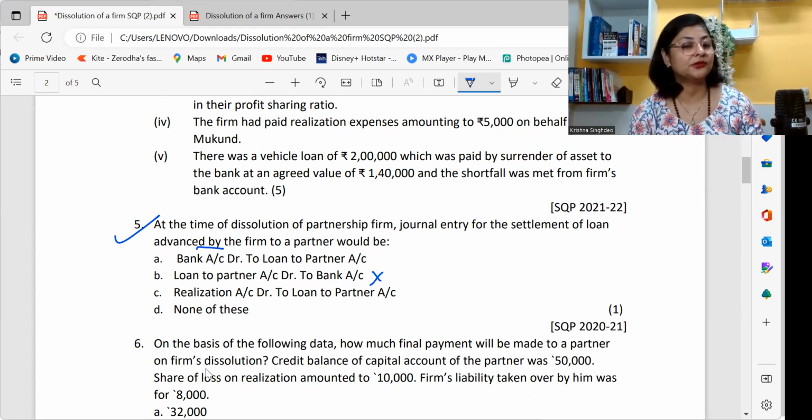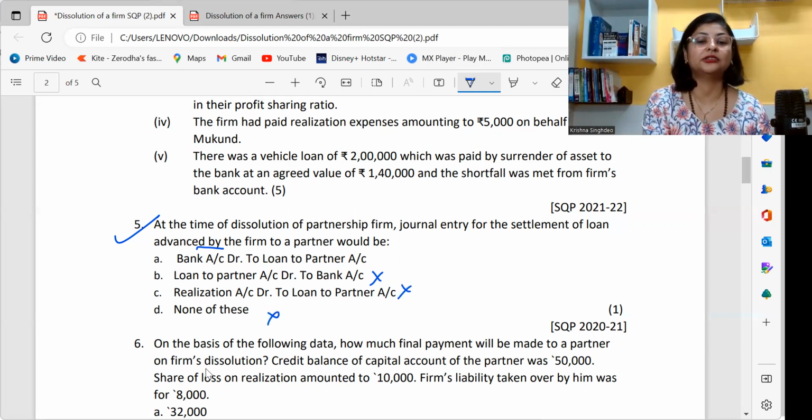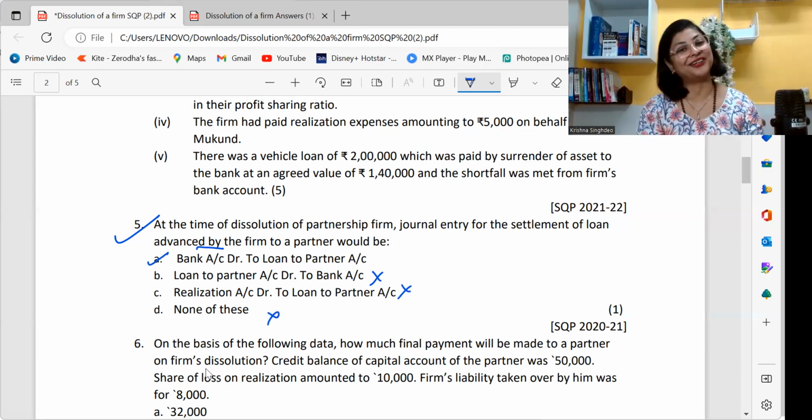Realization account debit to loan to partner account. No, the realization account does not have anything related to the partner's capital account. Any loan given to the partner or any loan taken from the partner is treated separately. It does not go to the realization account, and none of these is also not an option. So by the elimination process also we got to know that the right answer is A only.